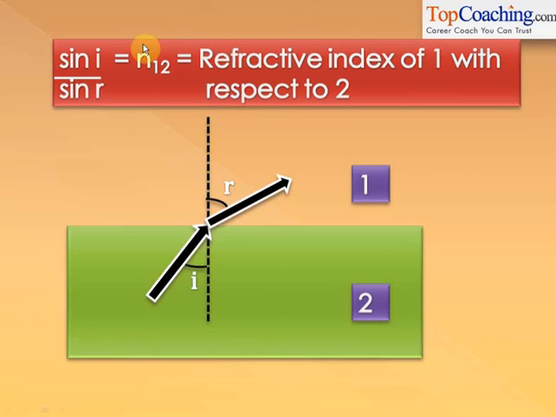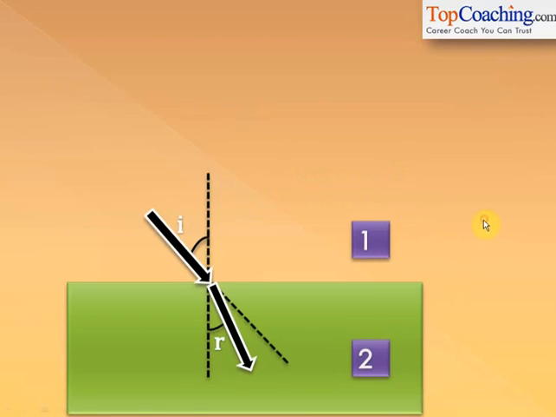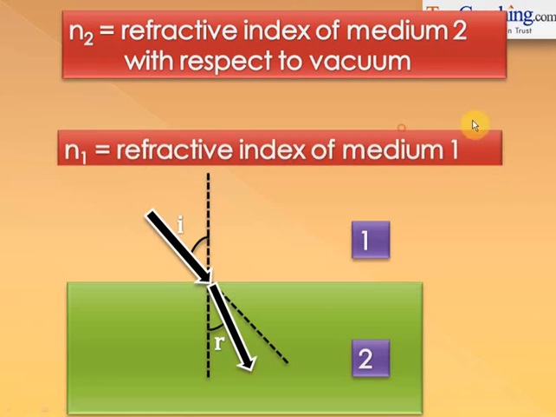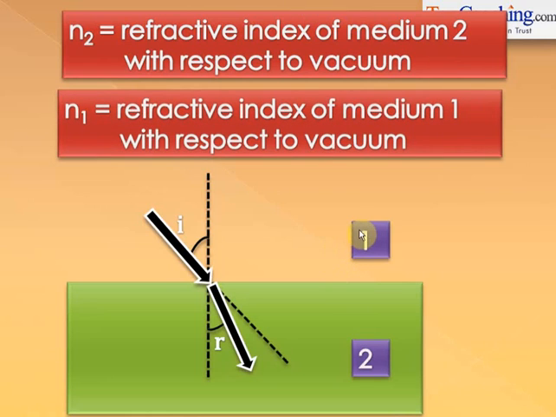As you can see, this is how the refractive index is represented. N12 means refractive index of medium 1 with respect to 2. N21 is refractive index of medium 2 with respect to 1. Sometimes N12 and N21 are not mentioned. Simple values like N2 and N1 are mentioned. So when such values are mentioned, that means that the refractive index of a body with respect to vacuum is being talked about. N1 here represents the refractive index of medium 1 with respect to vacuum.